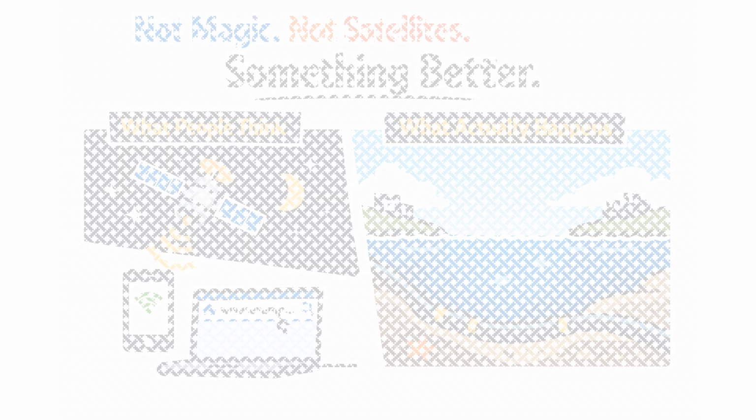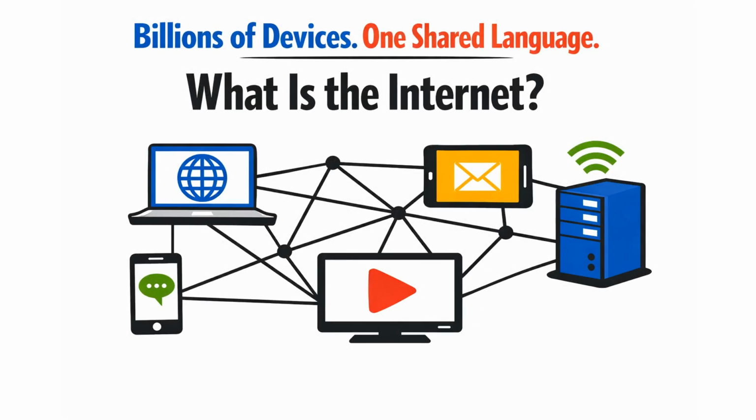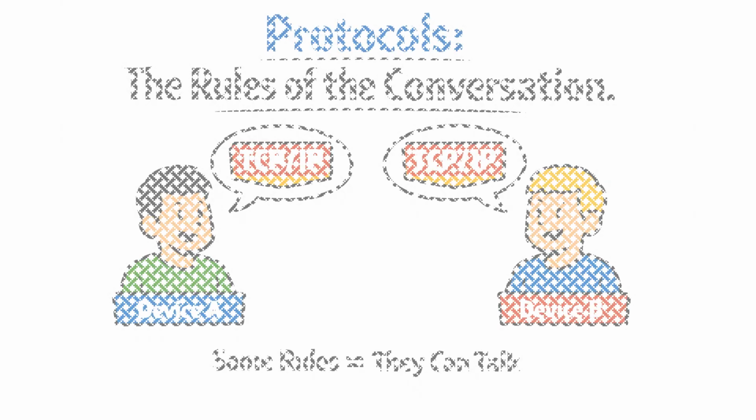Let's get into it. Before we trace that journey, we need to get one thing straight. What actually is the Internet? Here's the simplest way to think about it. The Internet is just a massive network of computers, all connected and all agreeing to speak the same language. That's it. Billions of devices, phones, laptops, servers, etc., all linked together and following a shared set of rules to swap information. Those rules are called protocols.